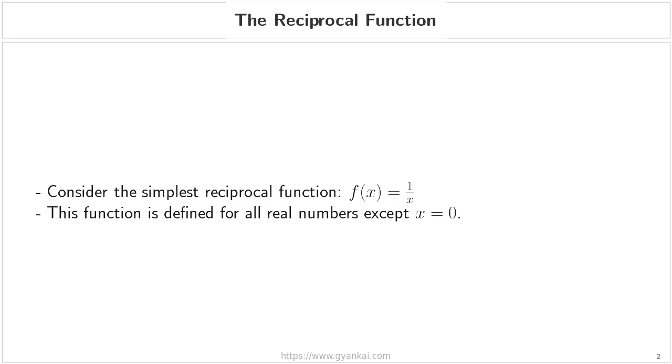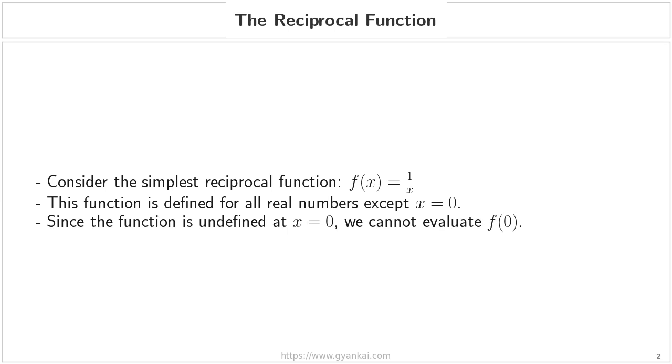The reciprocal function. Now that we have introduced the general concept of infinite limits, let us examine a concrete example to see this in action. Please look at the simplest reciprocal function, which is f of x equals 1 over x. If you analyze this expression, you will notice that we can substitute almost any value for x. In fact, this function is defined for all real numbers, with one critical exception. x cannot be equal to 0.